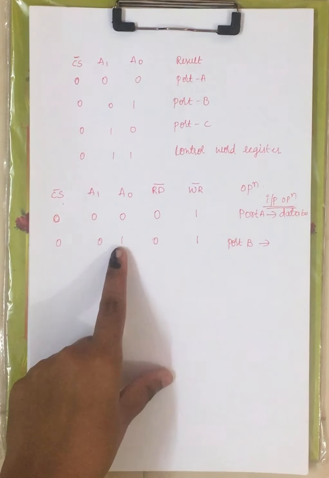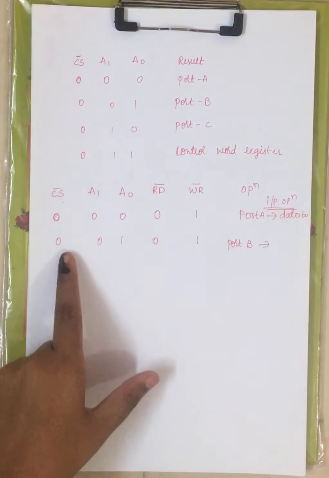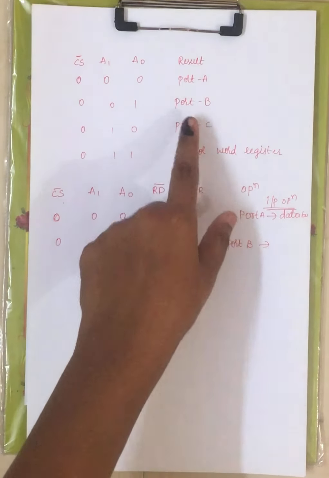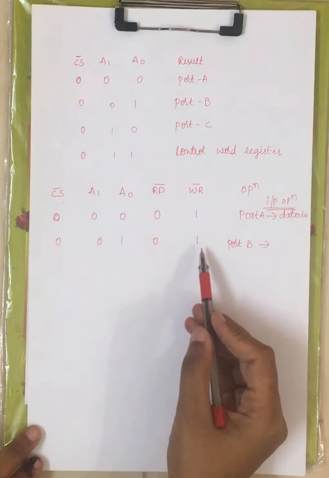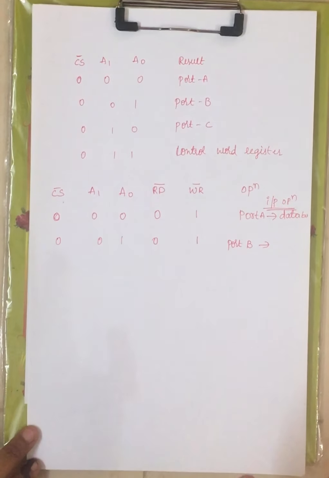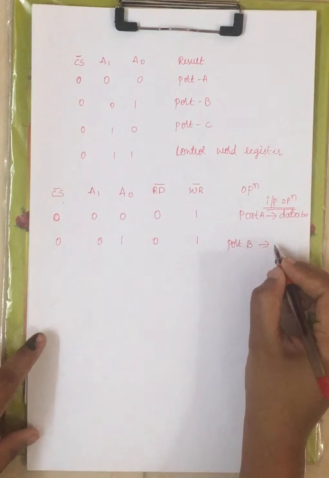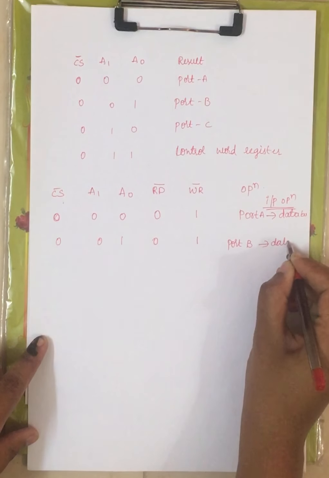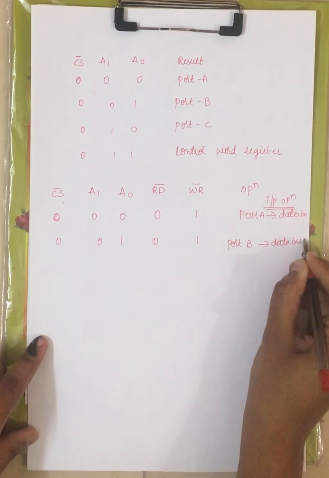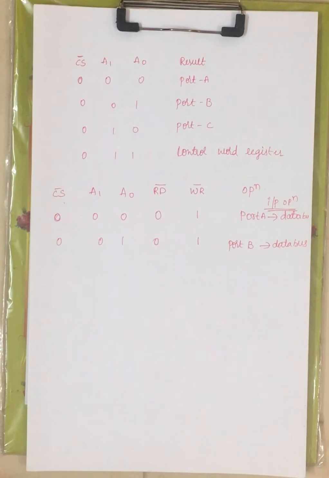Port B is selected, right? If you see this table, CS bar is 0, and the address is 0, 0, 1. Which port is selected? Port B is selected. Now the write signal is 1, so there is no writing operation. Now the read signal is 0. That means the microprocessor will read the data from port B.